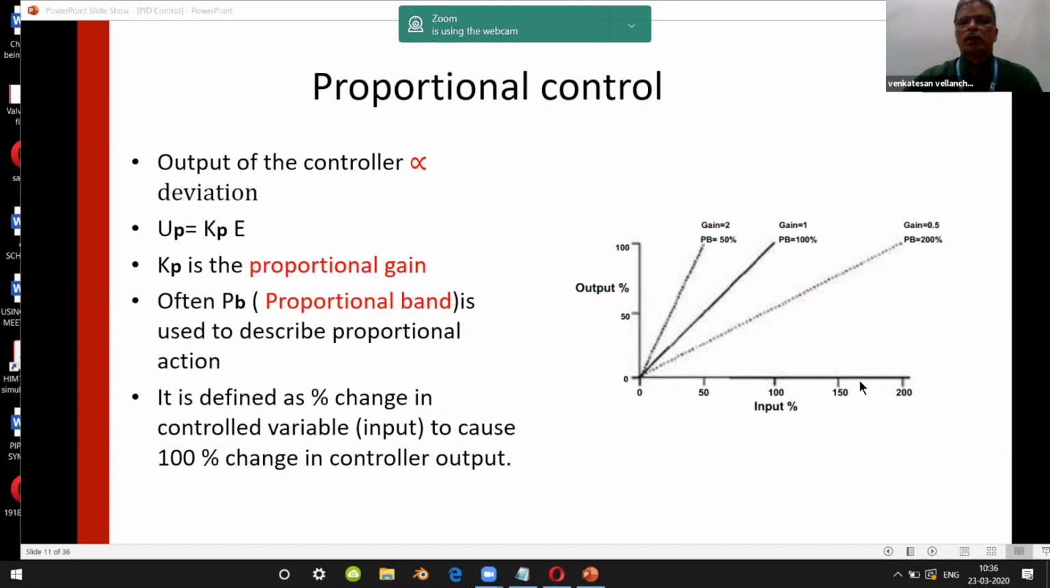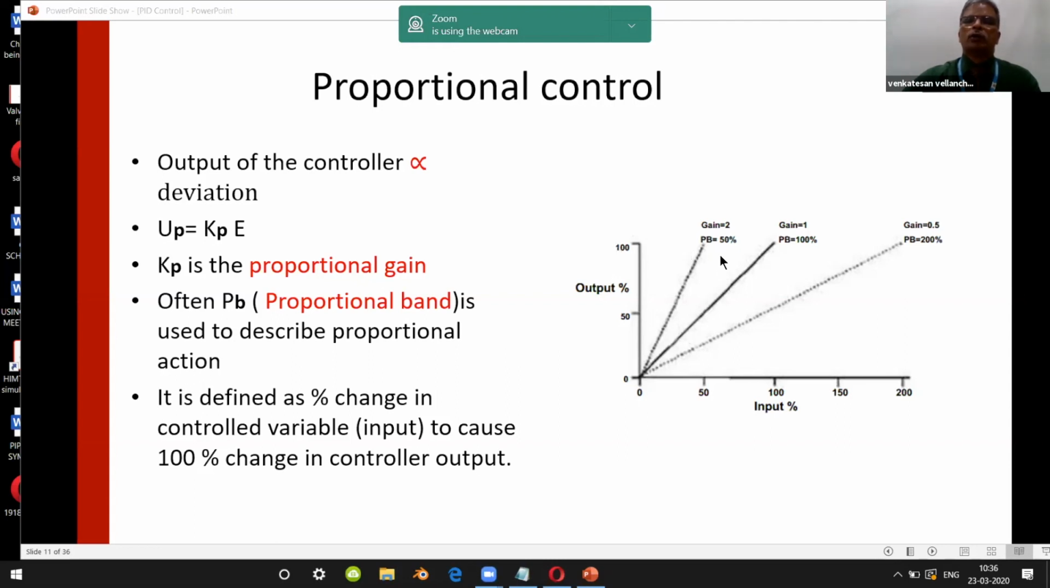The change in input means the change in water level. The water level is measured by a DP transmitter, which can produce a 4 to 20 milliampere signal. For the same change in water level, if the water level is high, the feed valve is fully shut, and if the water level is low, the feed valve will be fully open. So a 100% change in water level produces a 100% change in feed valve opening.